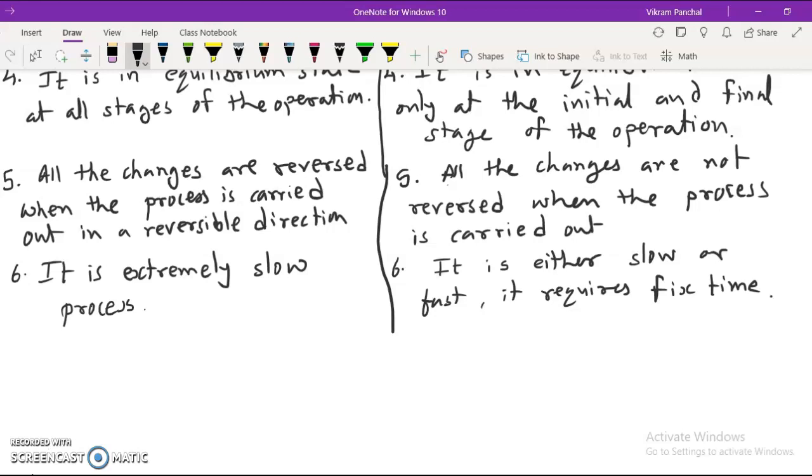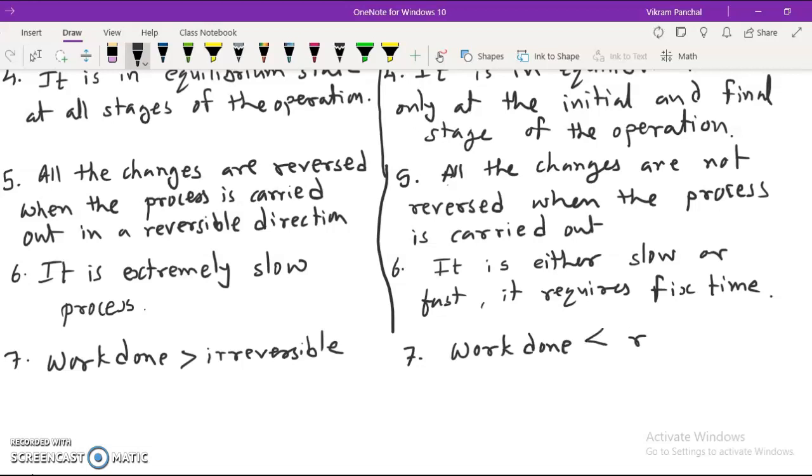Here, for this one, the work done is greater than irreversible, while in this case, work done is less than reversible. So these are a few points to be discussed for the difference between reversible and irreversible processes.